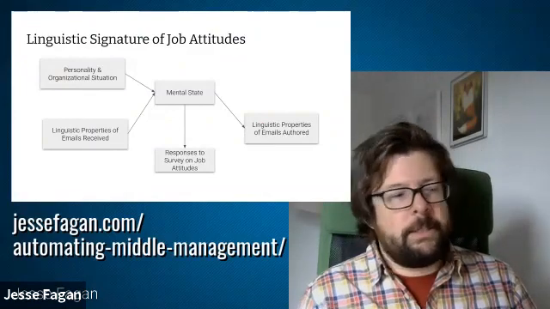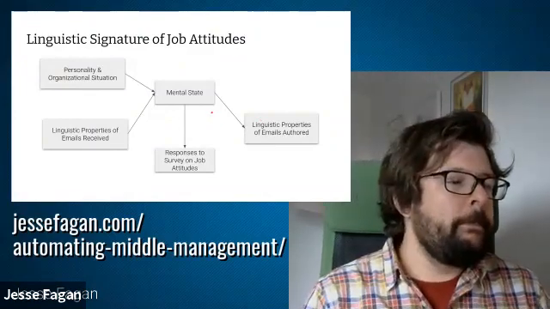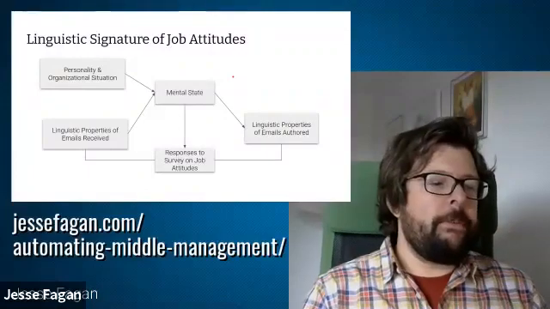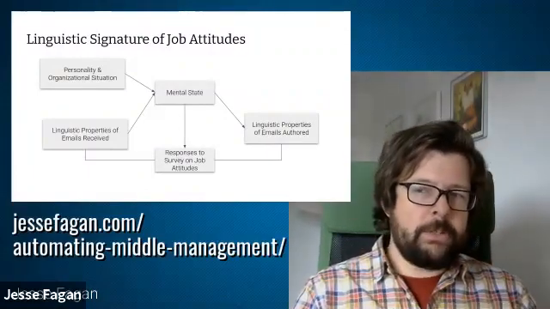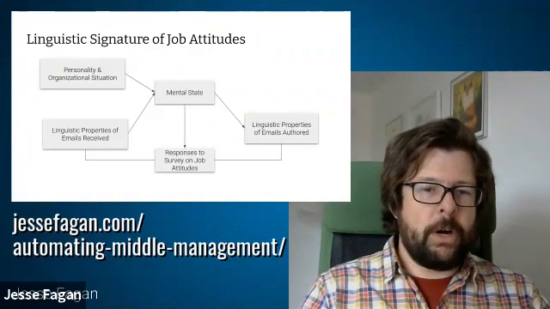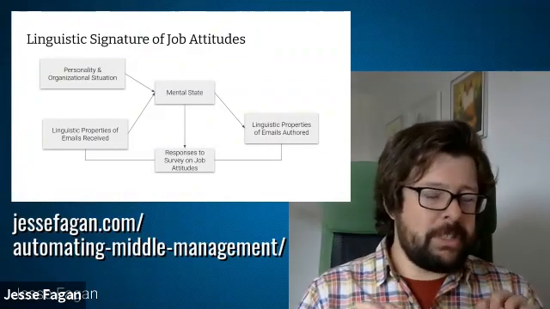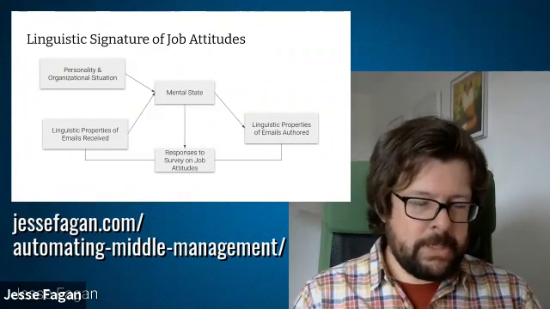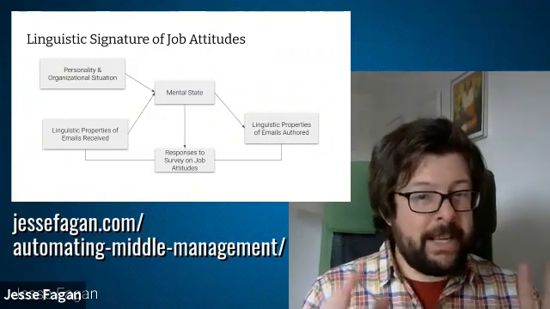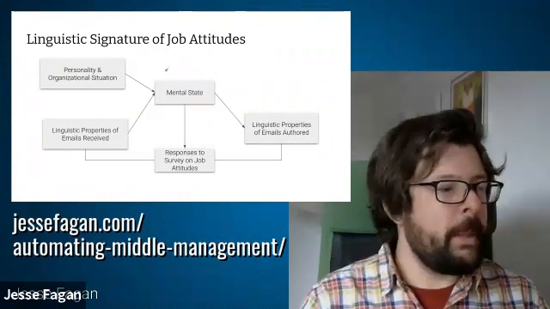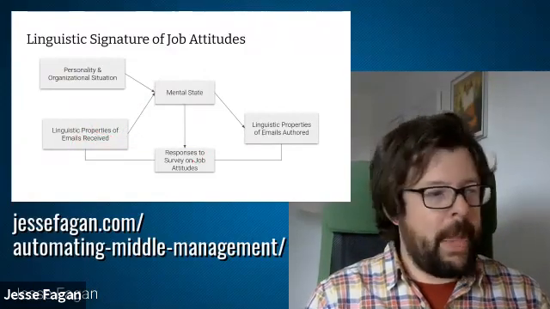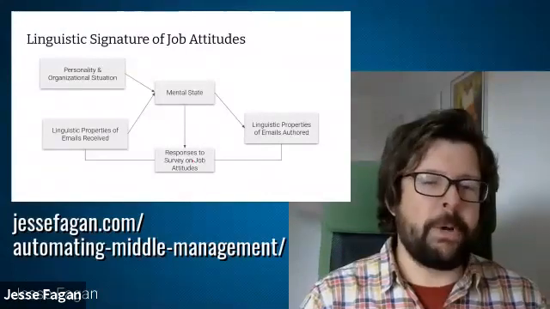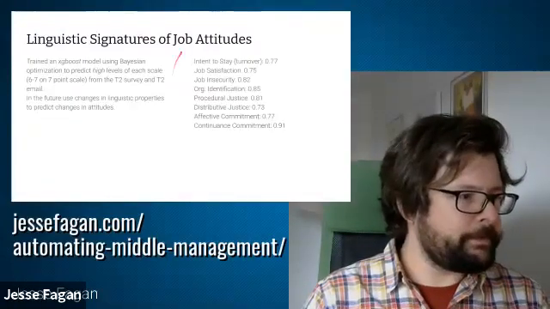So I wanted to know if I could predict how people would respond to the survey questions, which are really established measures of organizational attitudes and how people feel about their job, which predicts a lot of important outcomes. And if I could predict those job attitudes from how people express themselves in their emails.